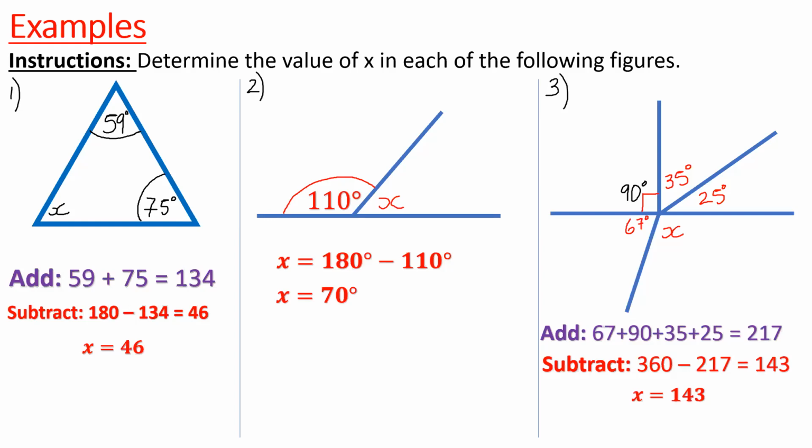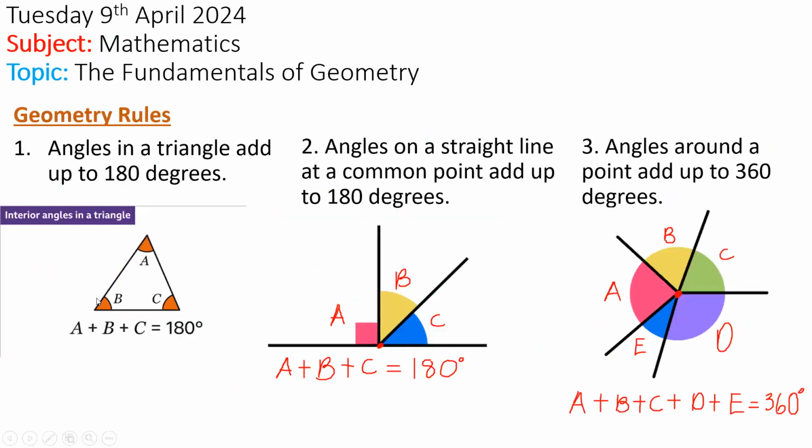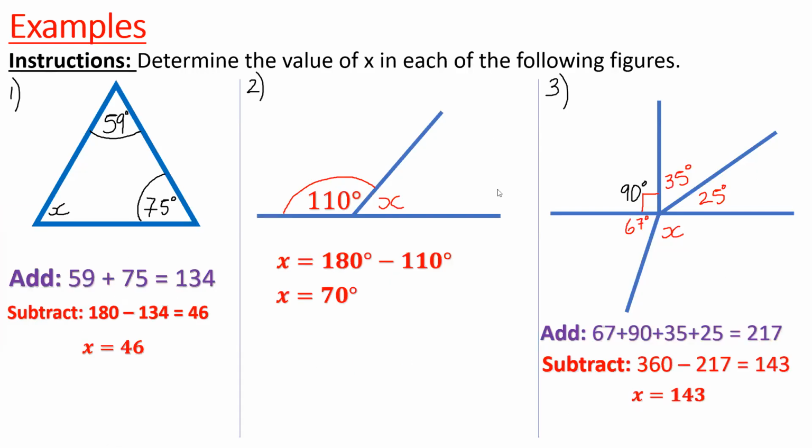Now, number 2. I don't think I know how to explain that one. Okay, for this one, angles at a common point on a straight line add up to 180 degrees. That means that 110 and X add up to 180 degrees. So we subtract 110 from 180 to get 70, because 70 and 110 give us 180 degrees. And that's how we get that one. Okay, good. And then next up, we have number 3.